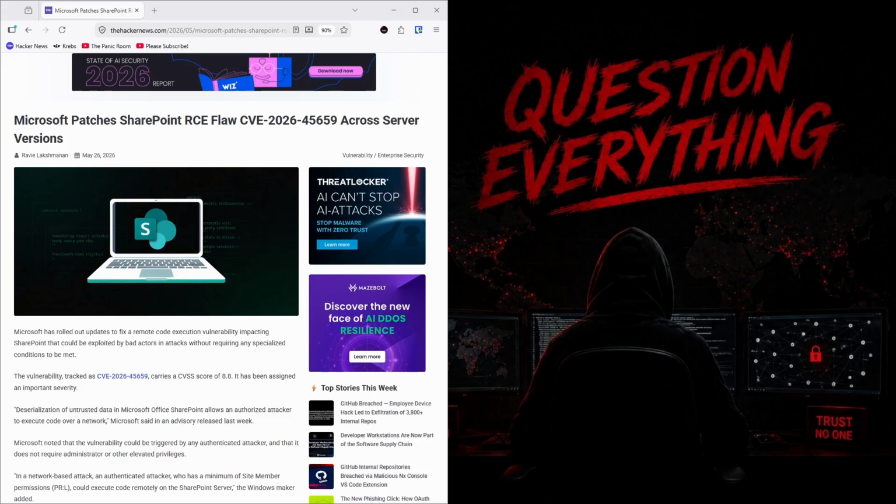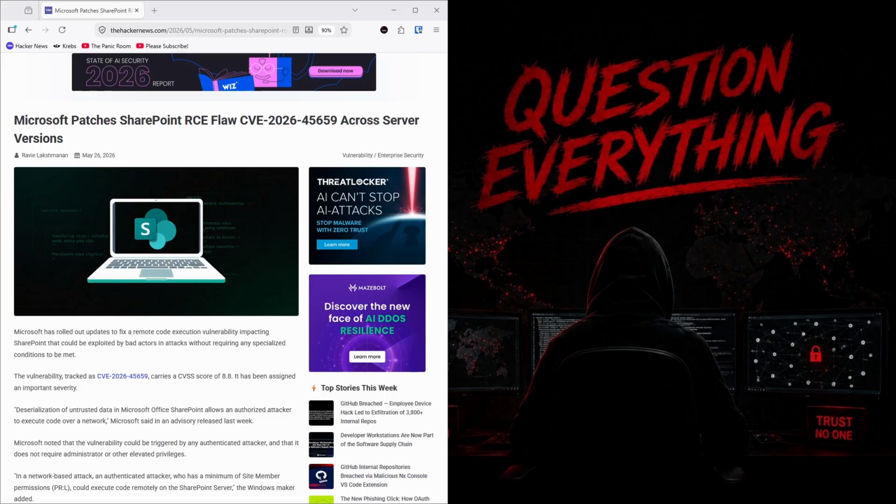Today we're in the briefing room and we're talking about a fresh security patch from Microsoft. They have just fixed a remote code execution vulnerability, or RCE, in Microsoft SharePoint. Now when you hear RCE, that's one of those phrases that immediately gets security people's attention. A remote code execution vulnerability basically means an attacker could potentially make a server run commands or code that the attacker controls, remotely, over the network.